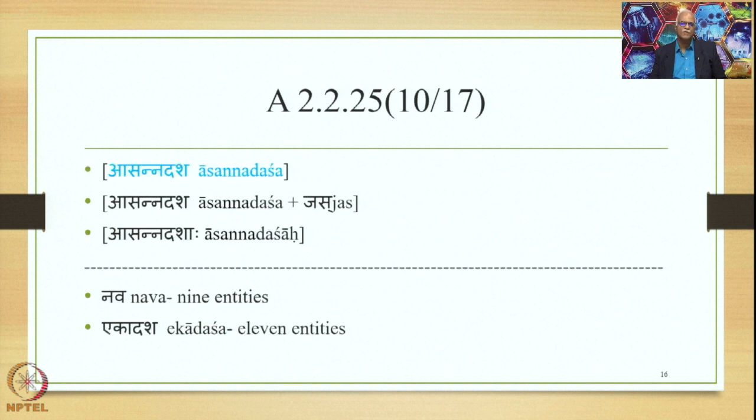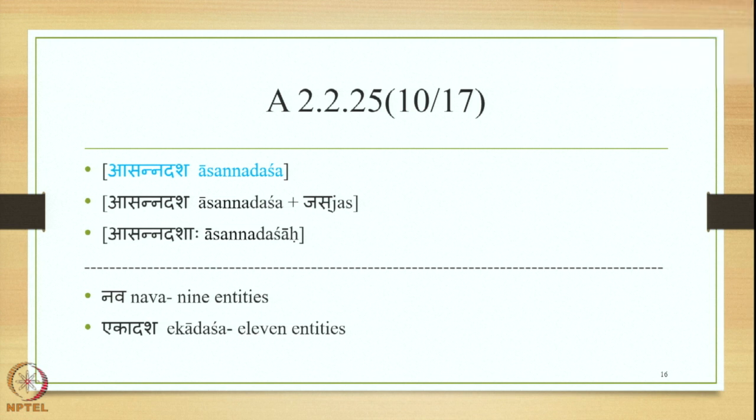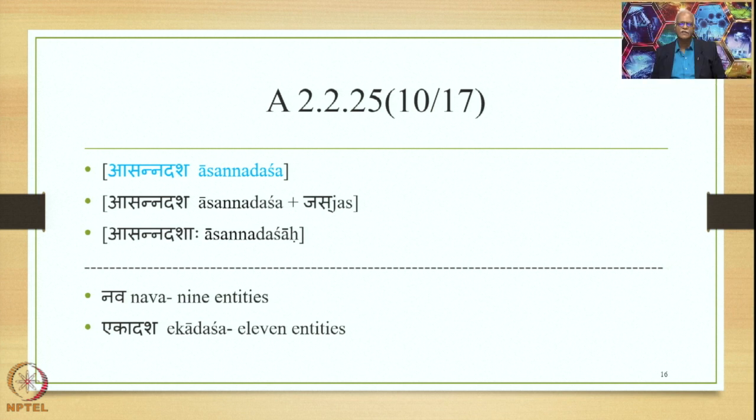And when we join them together, we get the form asanna dasha as the finally derived compound output of the bahuvrīhi samāsa. And when we use this word in the sentence, we add the suffix chas after it. So we have asanna dasha plus chas. And then when we join them together, we get the form asanna dashaha. Asanna dashaha could be again nava or ekadasha, 9 entities or 11 entities.